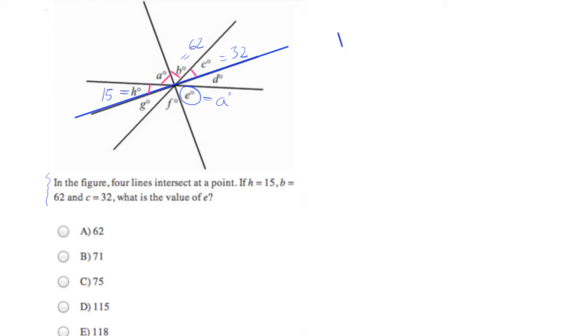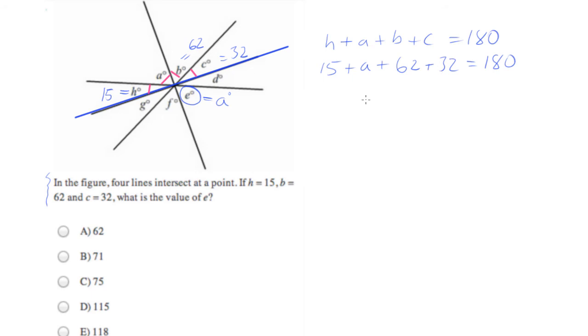H plus A plus B plus C equals 180. And we know some of these, and let's plug those in. 15 plus A plus 62 plus 32 equals 180.